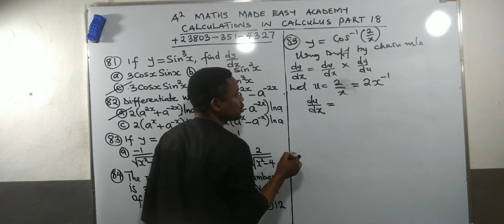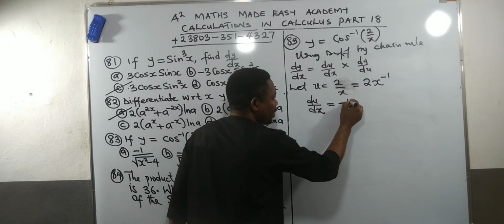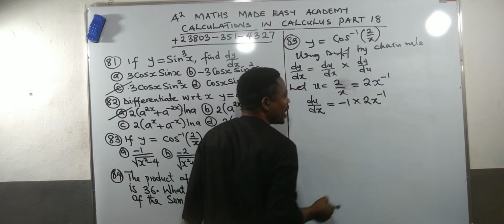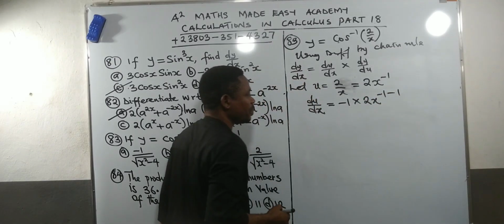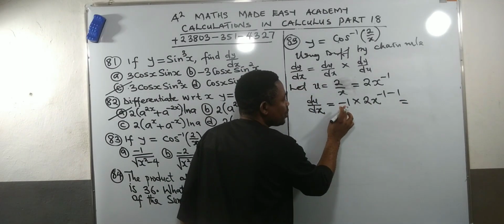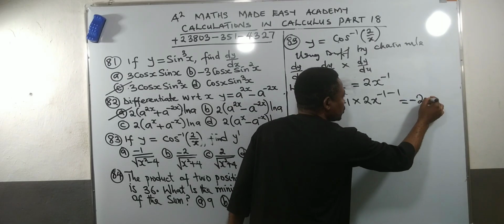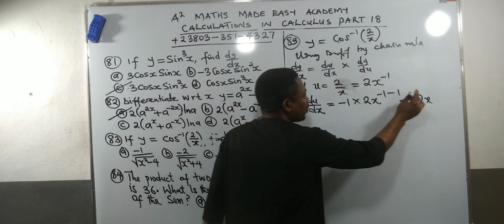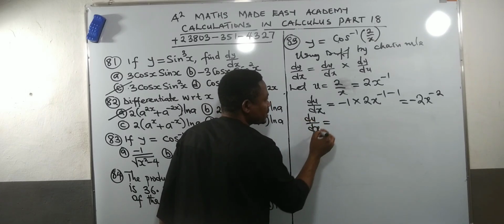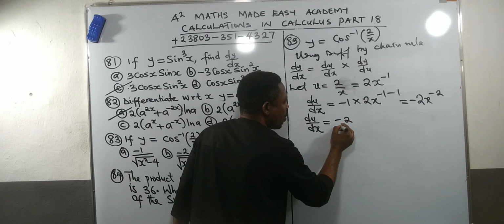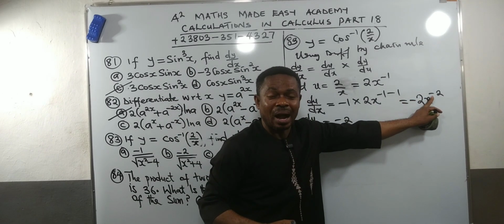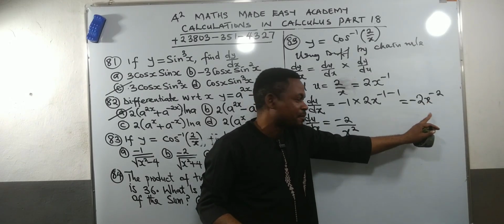That is to say, du all over dx is now equal to, consider the power. What is the power? Minus 1. Then multiply, which is 2x raised to power of minus 1, and introduce minus 1 to the power according to the general formula for differentiation. Now, if I continue, minus 1 times 2x will give me minus 2x. Then minus 1 will give me minus 2. Can we now say that du all over dx is now equal to minus 2 up over x raised to power 2 down? Do you know why? Because of the negative power, this x will move down. Do you understand?